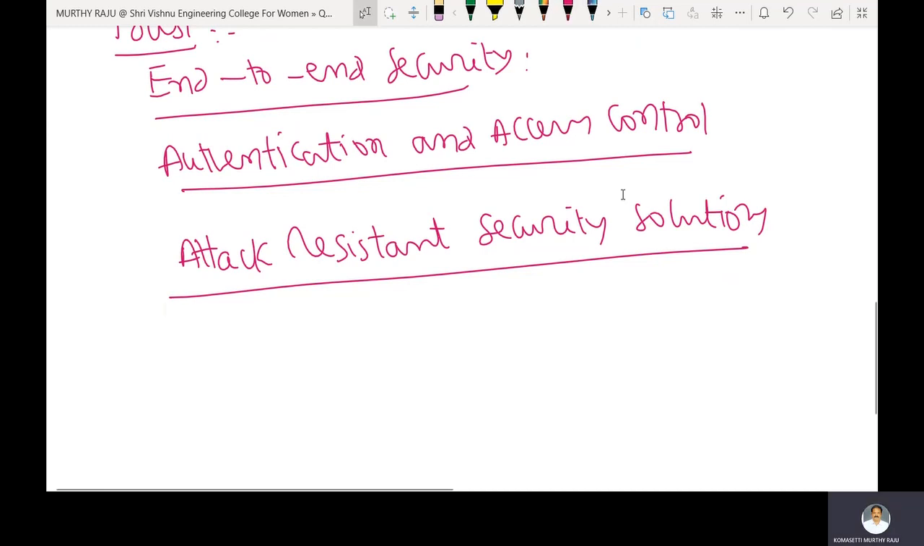What are the possible attacks? Denial of service attack. Denial of service attack means communication is needed, but some devices forcibly enter that area and extract the other devices' participation in the valuable communication. That is called a denial of service attack.